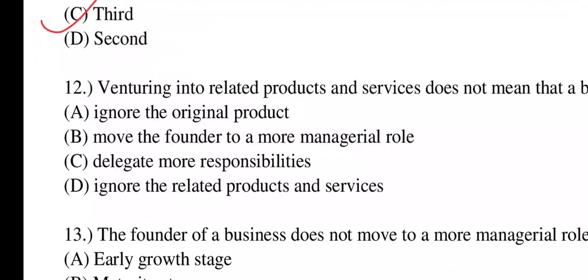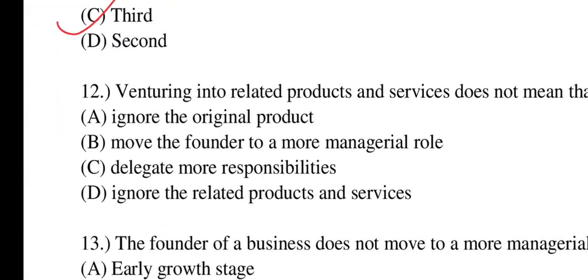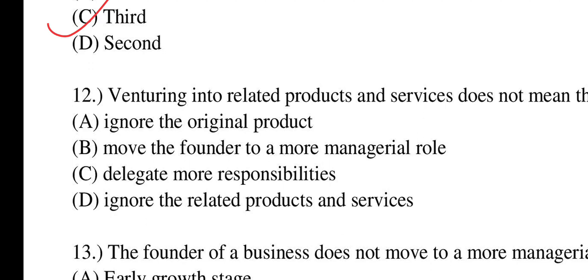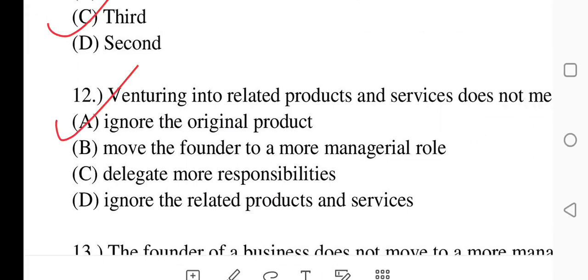Question 12 says, venturing into related products and services does not mean that a business will what? A, ignore the original product. B, move the founder to a more managerial role. C, delegate more responsibilities. D, ignore the related products and services. For 12, A will be correct: ignore the original product. 12 is done.